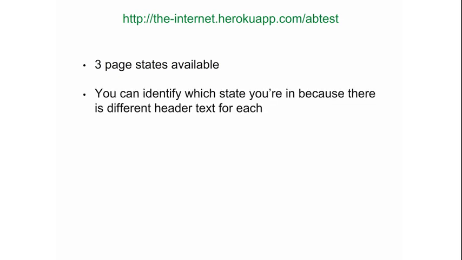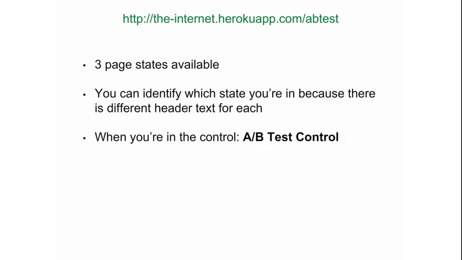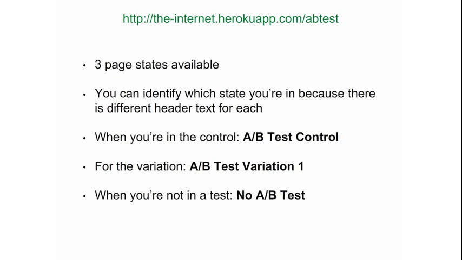And so what that looks like is something like this. In this example on the internet, there are 3 page states available. You can identify which state you're in because the header text will change. In the control, the text will say A/B test control. Variation, there's one of them. They'll say A/B test variation 1. And then if you're not in a test, they'll just say no A/B test.